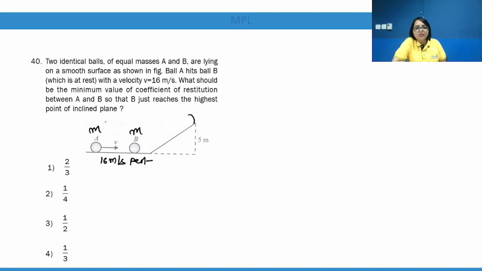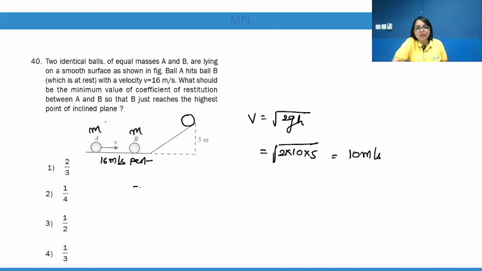So B should reach here, right? So velocity should be under root 2gh, which equals under root 2 into 10 into h, which is 5. So it is under root of 100, which is 10 meter per second. So after collision, velocity of B should be 10 meter per second.